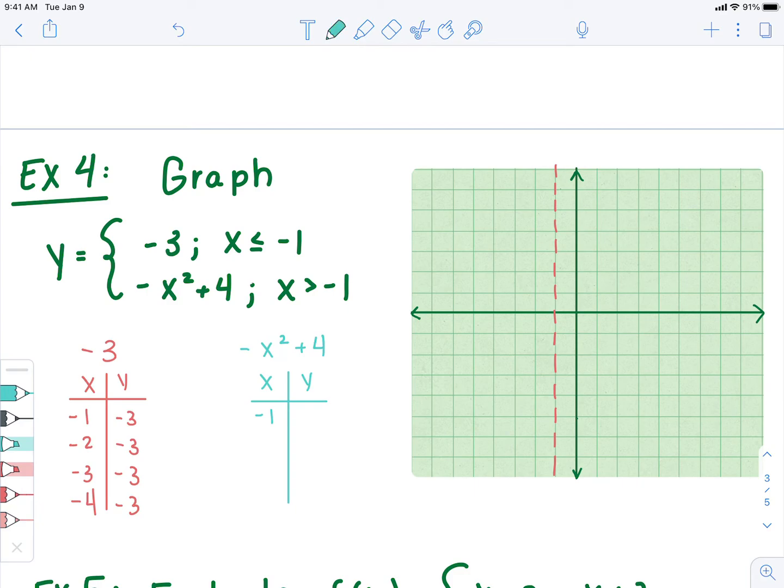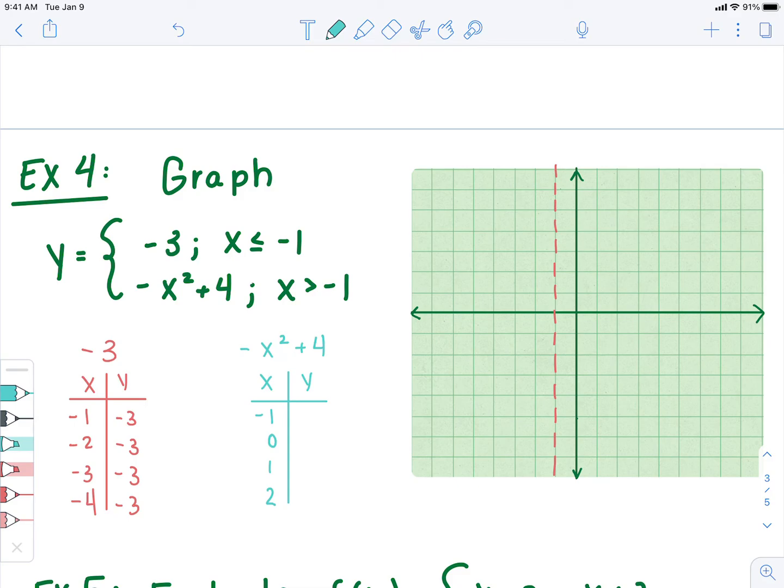Then for my blue one, I want numbers bigger than -1. So 0, 1, and 2. And here's where everyone forgets to use protection. Yeah, and bad things happen. Order of operations tells me I have to square the number first before I multiply. Exponents before multiplication, right? So when I plug in -1, I'm taking -1 and squaring it, which gives me 1, right? And then multiplying by the negative.